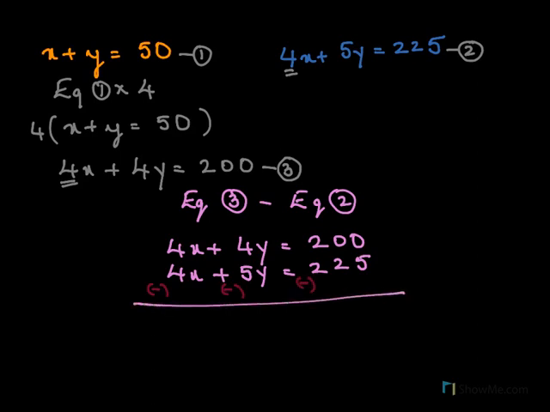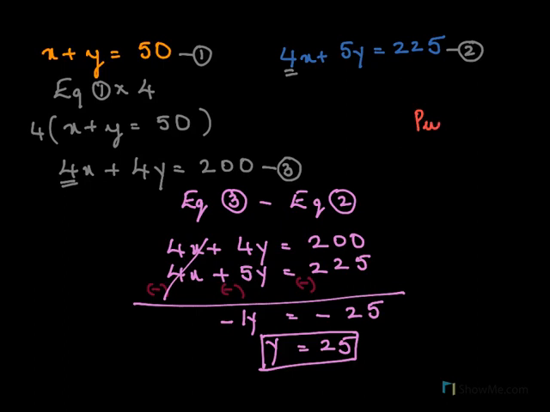And then I have equated for x, so the x cuts off. So 4y minus 5y is minus 1y equal to minus 25. So y equal to 25. Now to find x, all I need to do is to substitute.